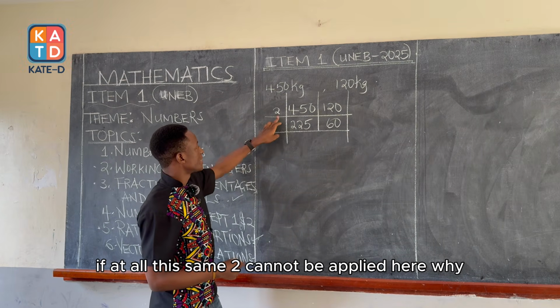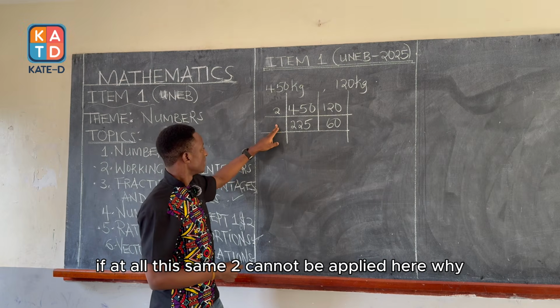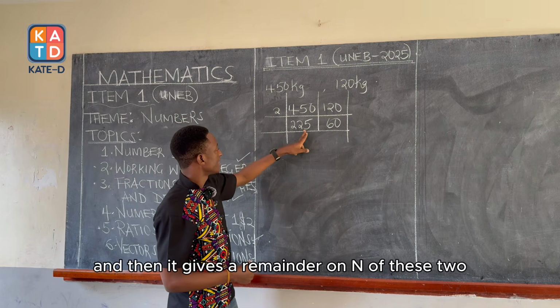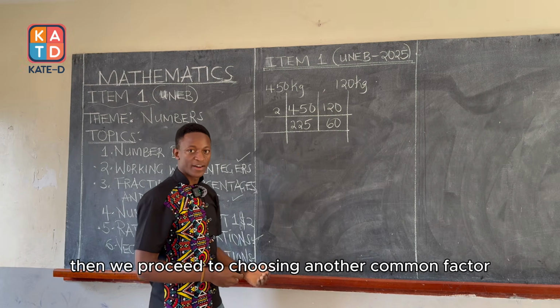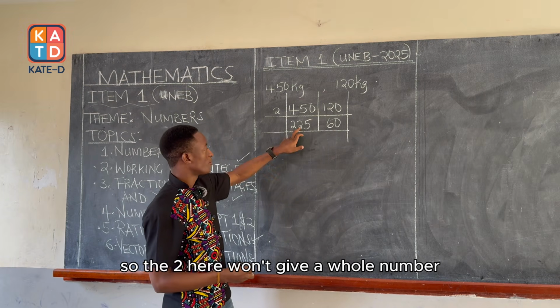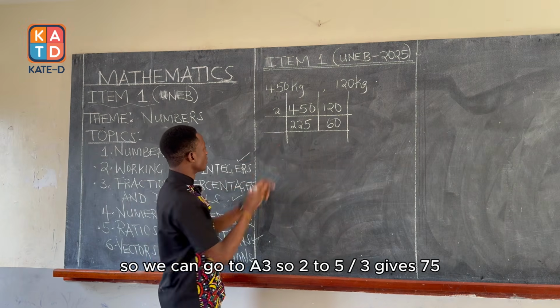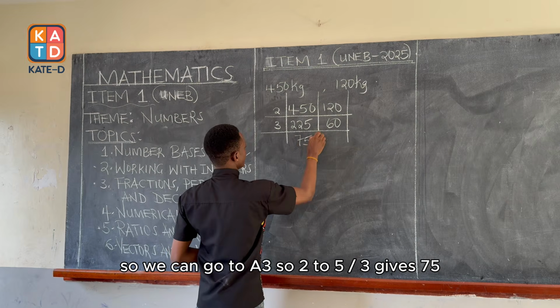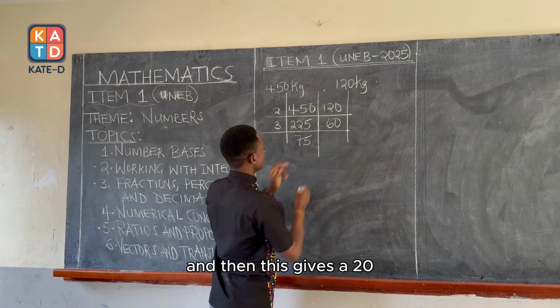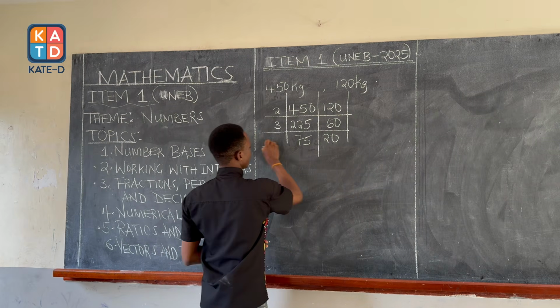So we still get another common factor, if this same 2 cannot be applied here. Why? If a 2 is applied and it gives a remainder on any of these two, then we proceed to choosing another common factor. So the 2 here won't give a whole number, so we can go to a 3. 225 divided by 3 gives 75, and then this gives a 20.